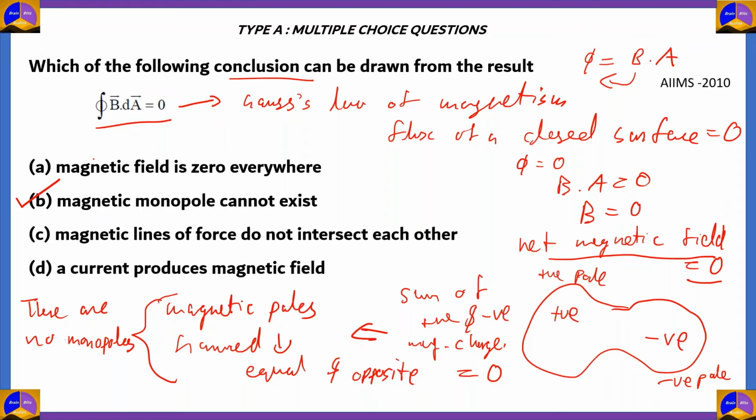Option A, magnetic field is 0 everywhere, is incorrect because we have objects that can be magnetized. And option C, magnetic lines of force do not intersect each other. Again, this is a different law, not exactly related with the Gauss's law of magnetism. A current produces magnetic field, which is again the whole idea behind electromagnetic induction and also electromagnetism. So therefore, it is not a part of Gauss's law of magnetism.